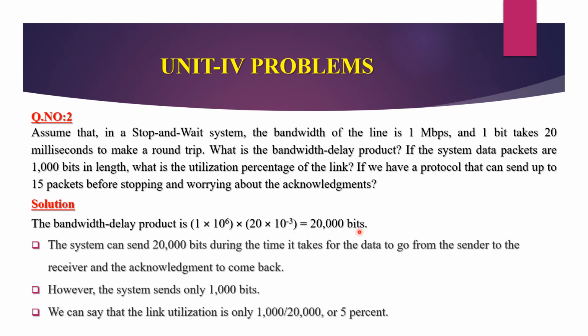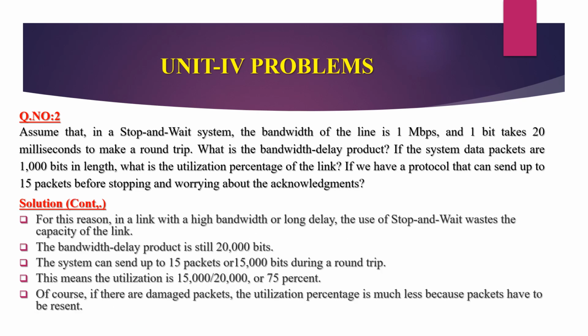20,000 bits. So the system can send 20,000 bits during the time it takes data to go from the sender to the receiver. However, the system sends only 1000 bits. We can say that the link utilization is 5%. For this reason, the stop and wait system wastes the capacity of the link. So the bandwidth delay product is still 20,000 bits.